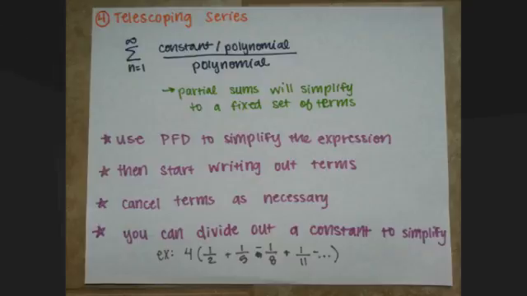Then we'll write out the different fractions as a series, and finally we'll write out the terms until we can see that they start canceling. Here's a helpful hint. If you can factor out a constant, do it. It'll often make your simplifying much easier, and it'll be more convenient to find the sum.